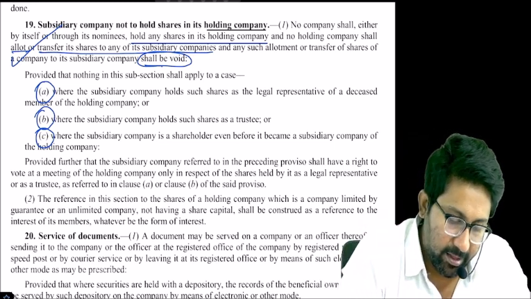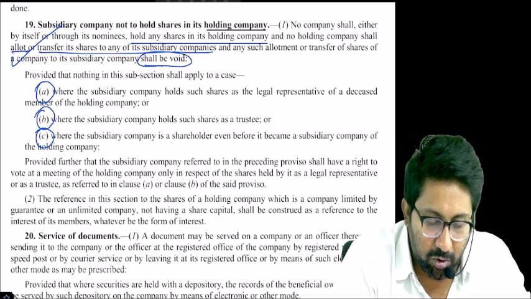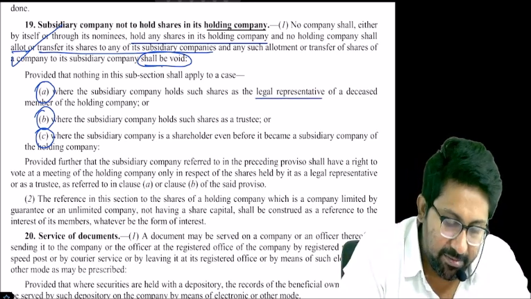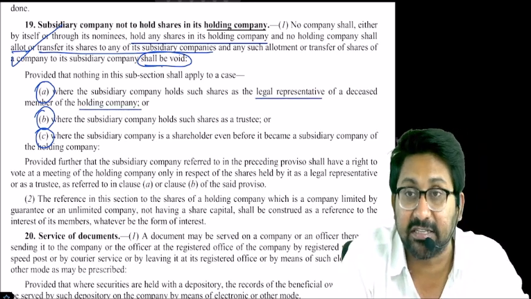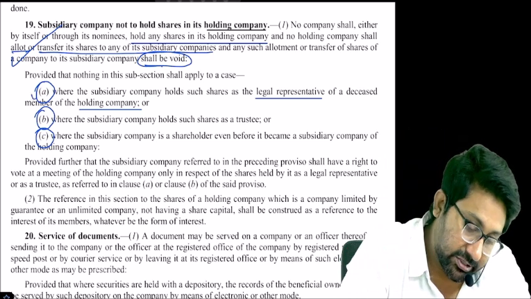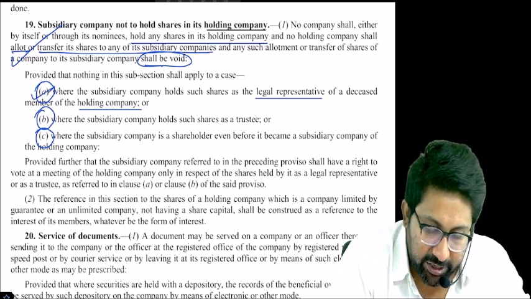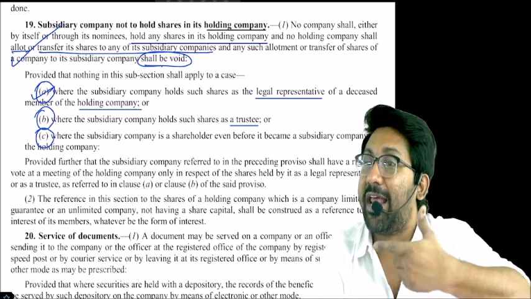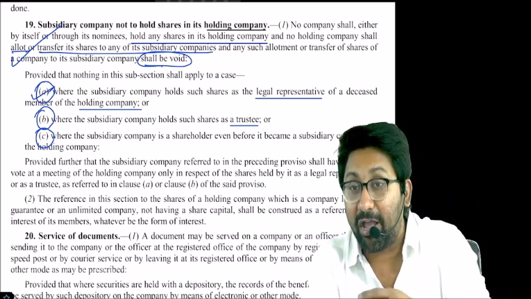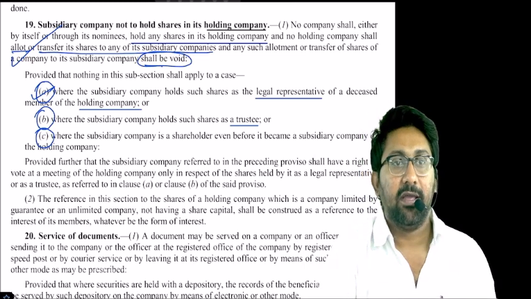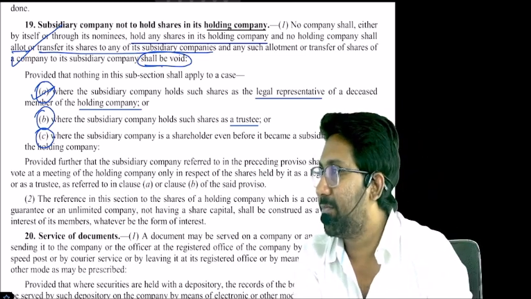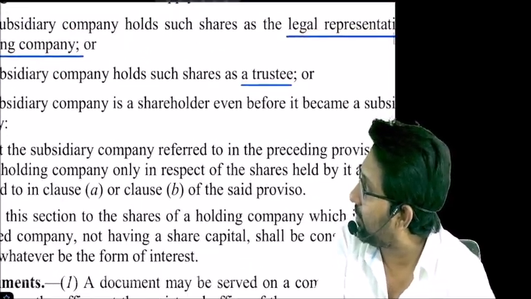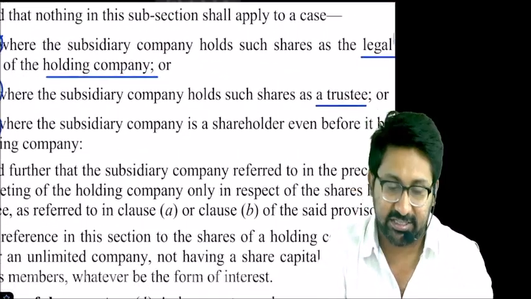Read. Where the subsidiary holds such shares as legal representative of a deceased member of the holding company. Exactly, I said the same or not? Next, continue. Where the subsidiary holds such shares as a trustee. I can give more clarity. If I were to write the Bare Act, I would have written it in a more clear way. Trustee to whom?